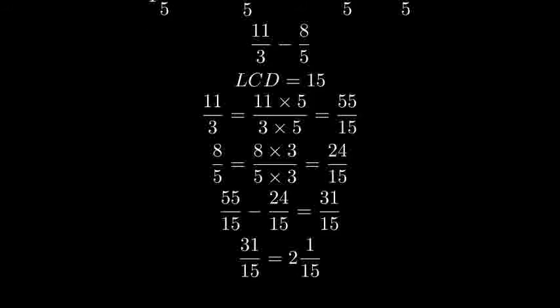Finally, let's convert 31/15 to a mixed number. 31 divided by 15 equals 2, with remainder 1. Therefore, our final answer is 2 and 1/15.